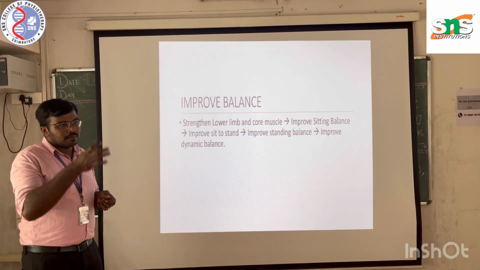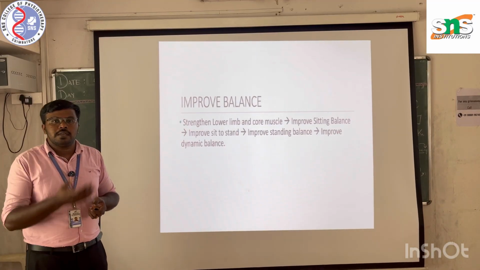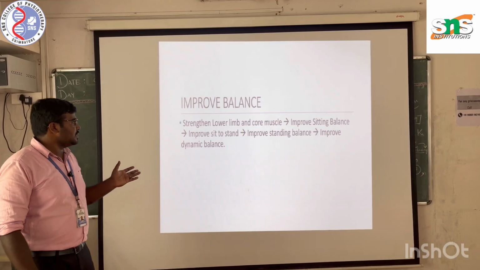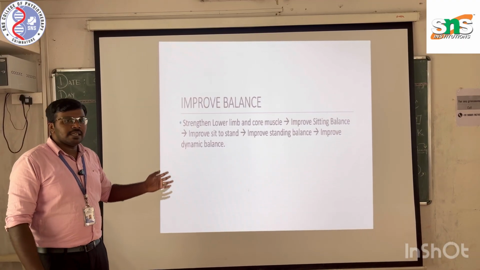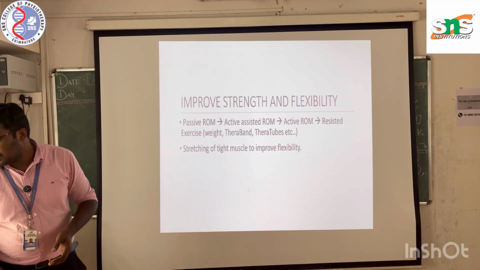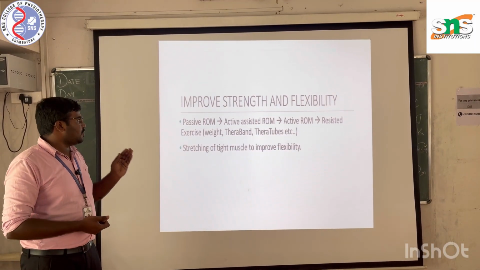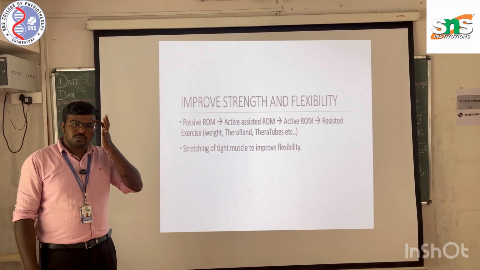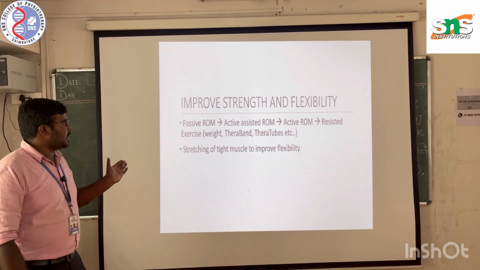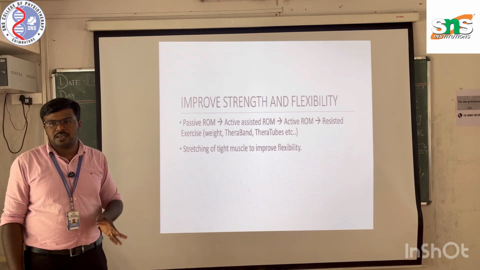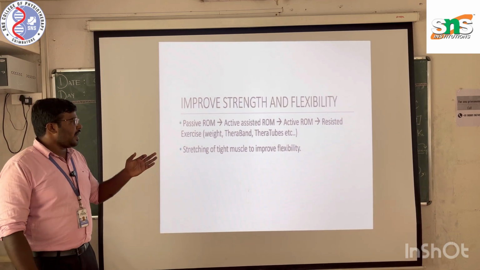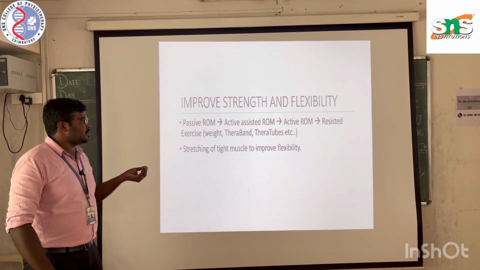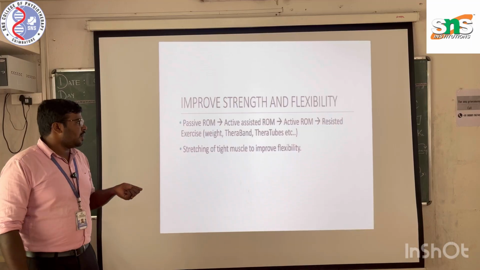Next, balance improvement. Mainly strengthen the lower limb muscles, so that can improve the sitting balance and sit to stand balance, and improve the standing balance and the dynamic balance. Improve strengthening and flexibility through the program. First, if the muscle power is such that patients are unable to move, we give passive range of motion. In the next stage, active assisted range of motion is given. In the last stage we have active range of motion. Then to give resisted exercise with a weight cuff, TheraBand, or TheraTubes.